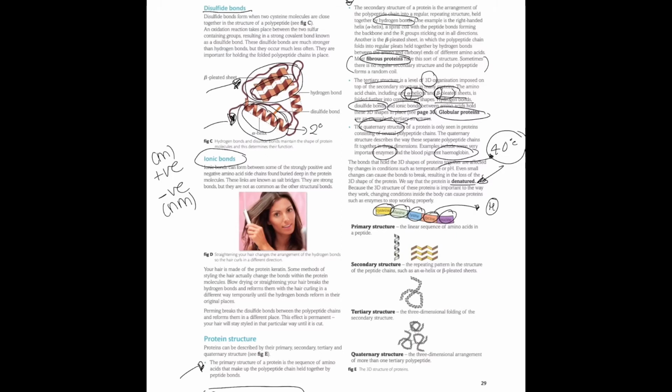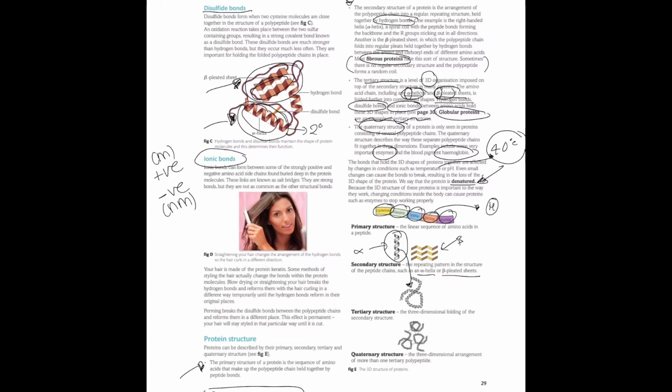Secondary structure is the repeating pattern in the structure of a peptide chain, such as forming an alpha helix or a beta-pleated sheet. So that's alpha and that's beta. Tertiary structure is a three-dimensional folding of the secondary structure. So here we can see that the 3D structure further folding resulted in even more alpha helices. So the secondary structure must have been an alpha helix structure.